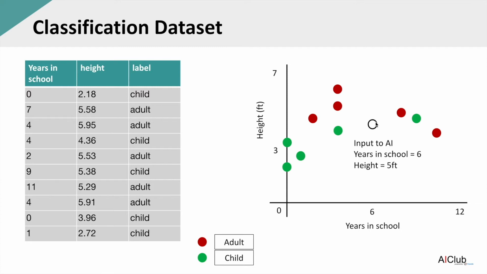Here's how it works. First, examine the values of this new point. If I project it down, years in school is somewhere around 6. The height, which you can project this way, is somewhere around 5. So years in school is 6 and height is around 5 feet. And if you plot the point, this is where the point falls in the plot. Now, the reason this is not colored is that we don't know if it's an adult or a child. That's for the AI to figure out.